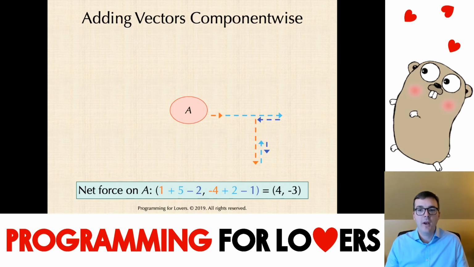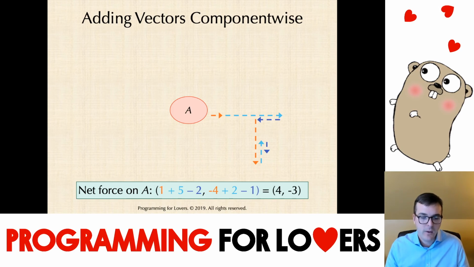So the net force on A can be easily represented in terms of its components, 4 and negative 3. And from that, we could do a little more trigonometry and get the magnitude of the force as well as its direction. But we know it's 4 to the right and 3 down.